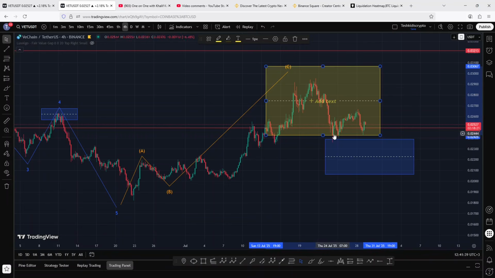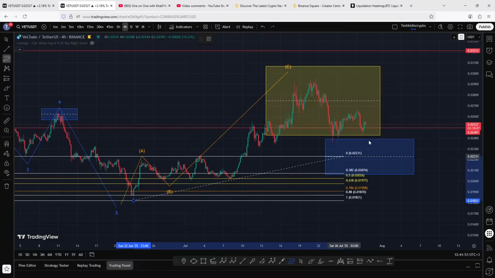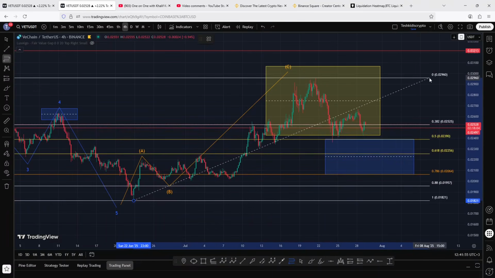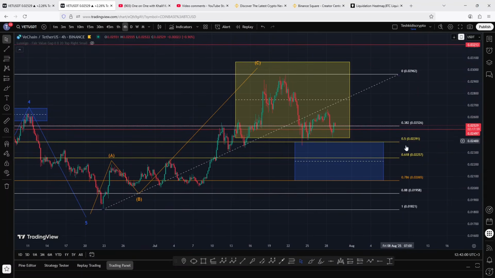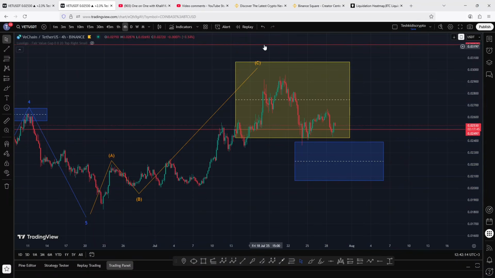And in this pullback over here, I expect that Vechain is going to continue holding within the golden pocket on the Fibonacci, and that area can be given by connecting the fibs from the lows we made in the formation of that wave A to the high of that wave C. And on so doing, the area that you need to pay attention to lies between the fib level 0.5 and the 0.786, and that is between the 0.02391 and the 0.02065, which is that blue target area. And I expect that in the next coming hours, we can easily see Vechain fully maximizing that target area.